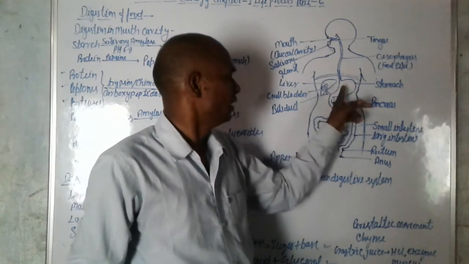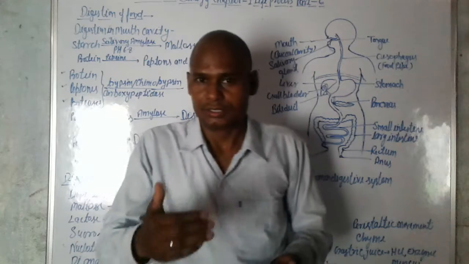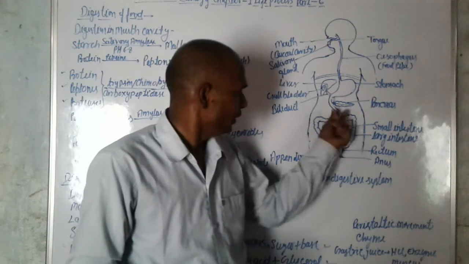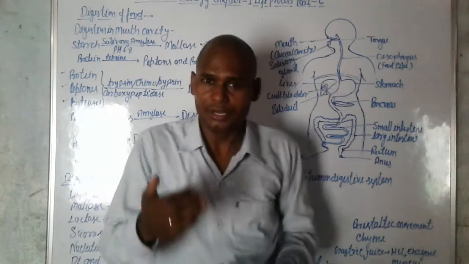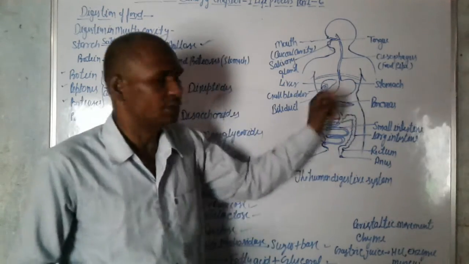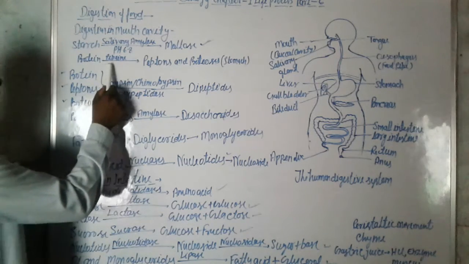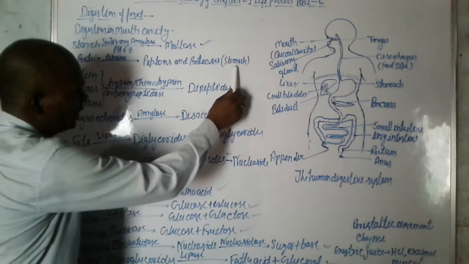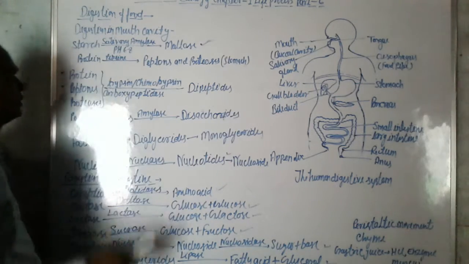When the food reaches the stomach, enzymes like pepsin are released in the stomach wall, and we take in food protein. Protein reacts with the pepsin enzyme and is converted into peptones and proteases. This reaction is completed in the stomach.